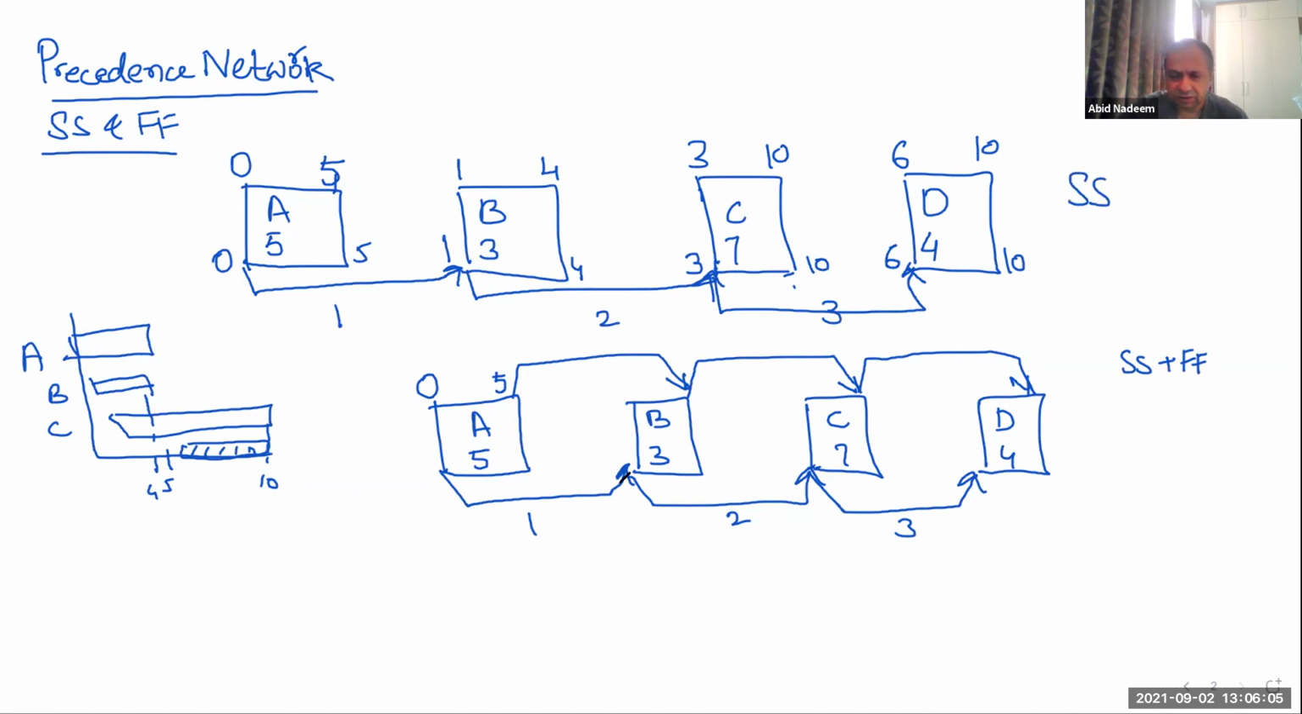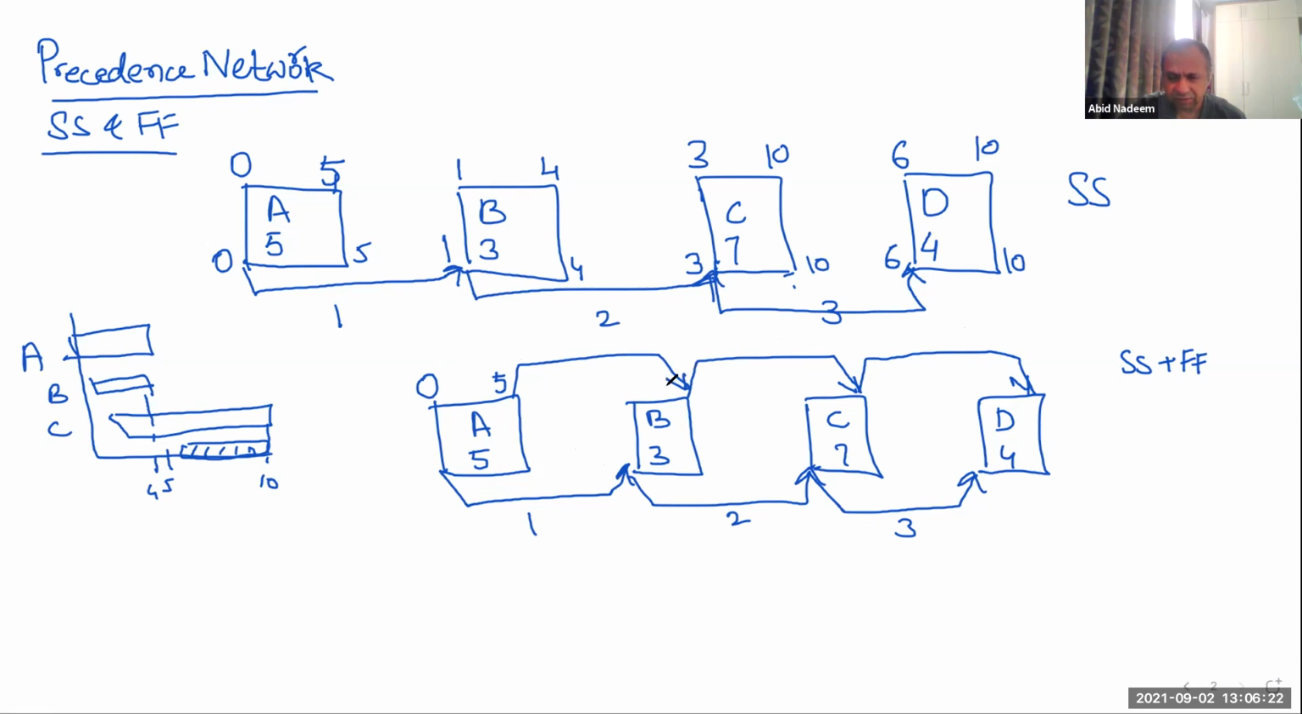Start to start. Okay, so here we have this. For the finish to finish relationship, I did not put the lag, just there is a relationship. So if it is 0, then it is 5. And then from here, I will move to this activity.